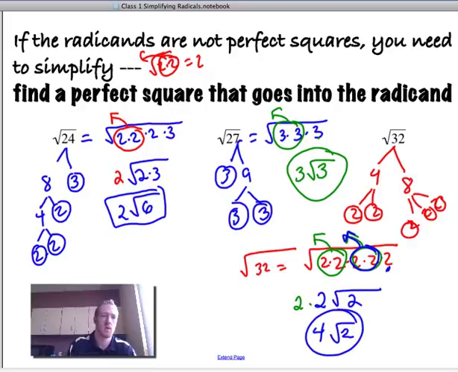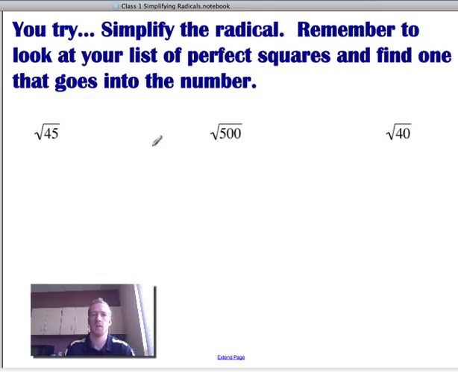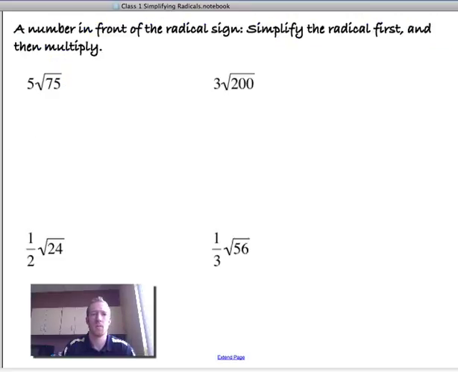That's it. So you should try these ones. If you need to pause and go back and look at my other examples, do that. Here are your U tries, 3 problems. Now, what if we already have something on the outside?